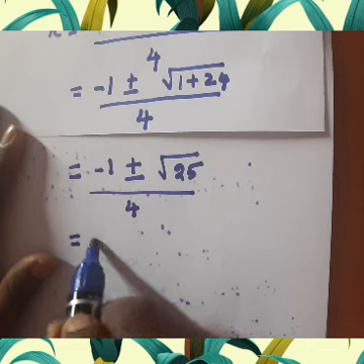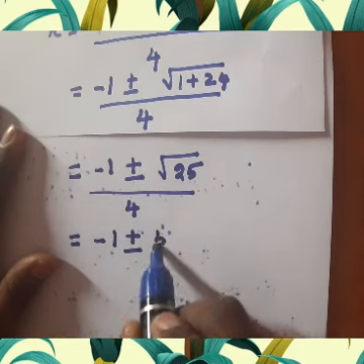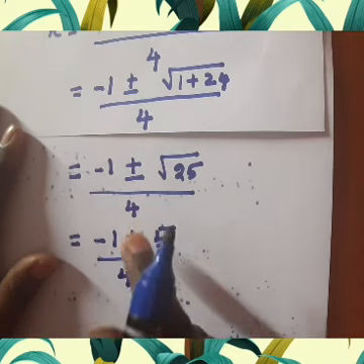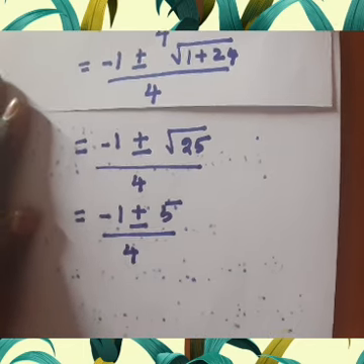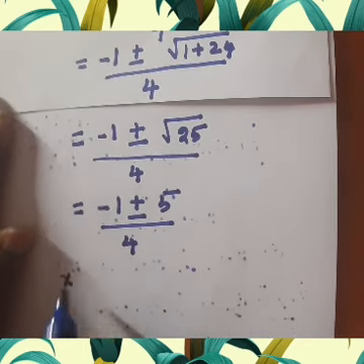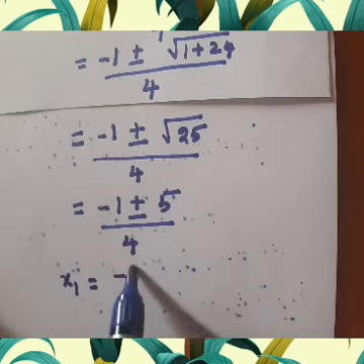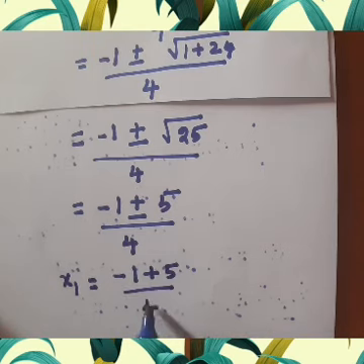Which is equal to minus 1 plus or minus square root of 25, which is 5, divided by 4. So you have plus or minus, which means you have two roots. You will get two answers. The first answer, you write x1 is equal to minus 1, first we'll take positive 5, divided by 4.